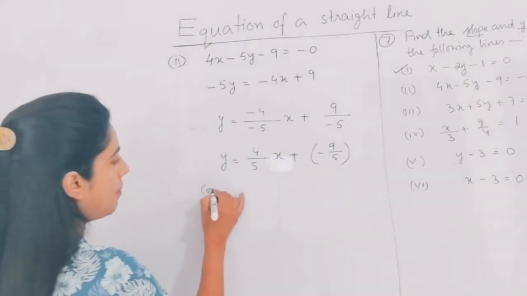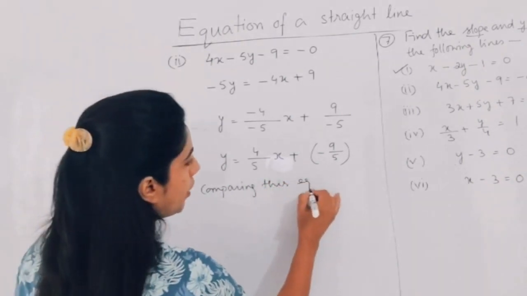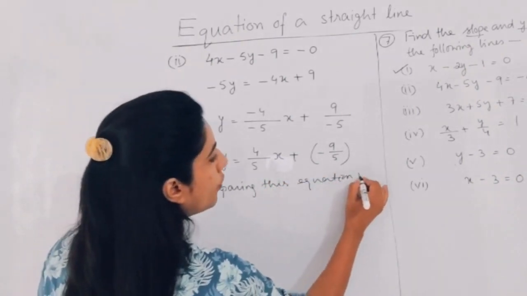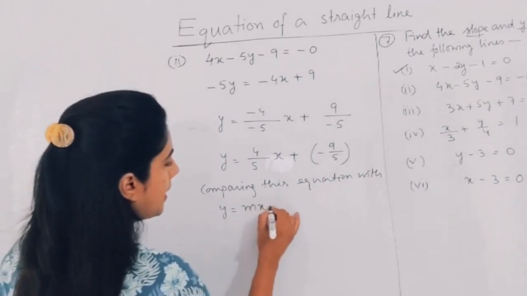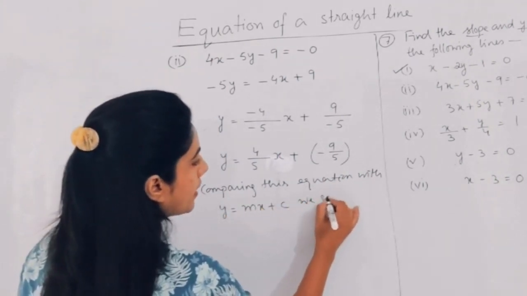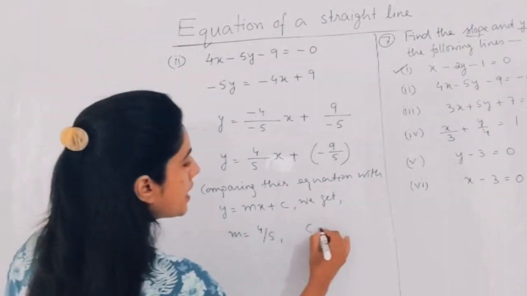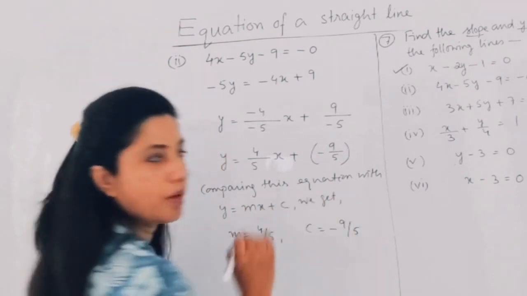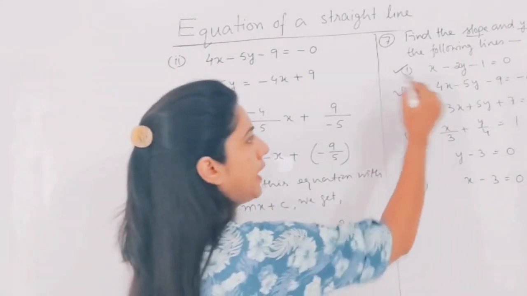Now we will write, comparing this equation with y is equal to mx plus c, we get m is equal to 4 upon 5, c is equal to minus 9 upon 5. Hope you all understood. We are done with the second sum.